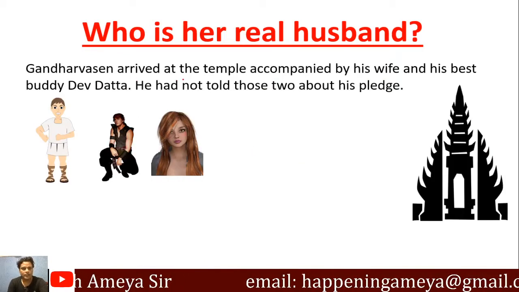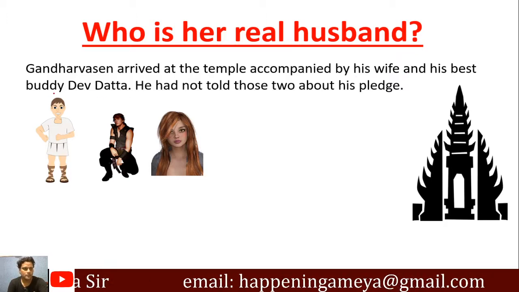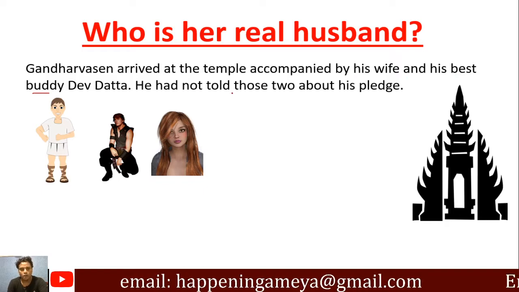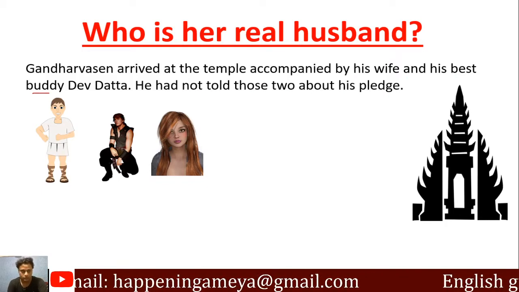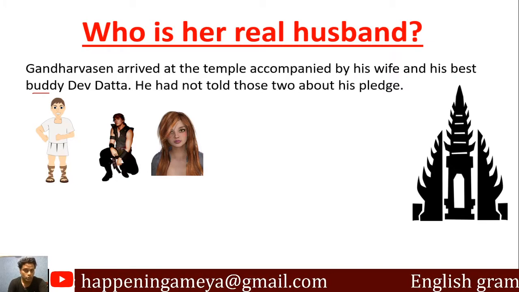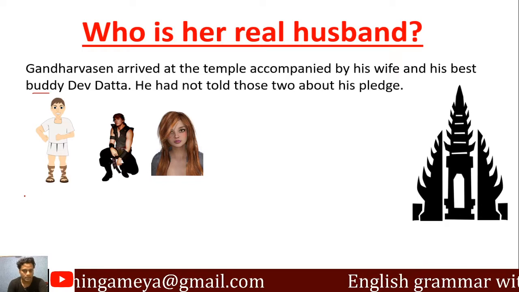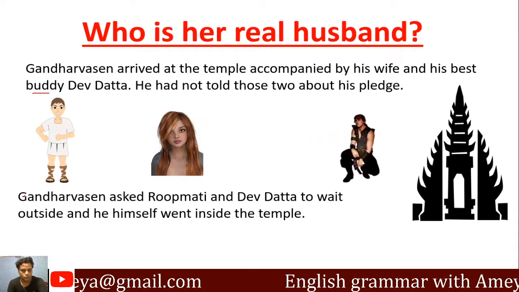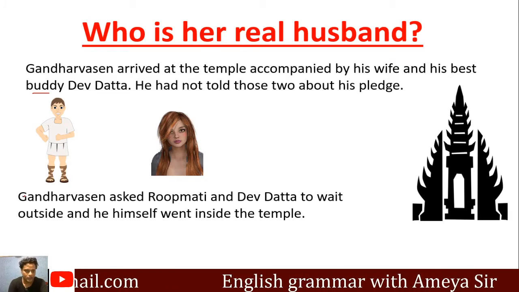Gandharva Sen arrived at the temple accompanied by his wife and his best buddy Devdatta. Buddy is the best friend. He had not told those two about his pledge. Guys, now imagine the shock that they are going to get. Who? Devdatta and Roopmati, because they are not aware why they are at the temple. Gandharva Sen asked Roopmati and Devdatta to wait outside, and he himself went inside the temple.